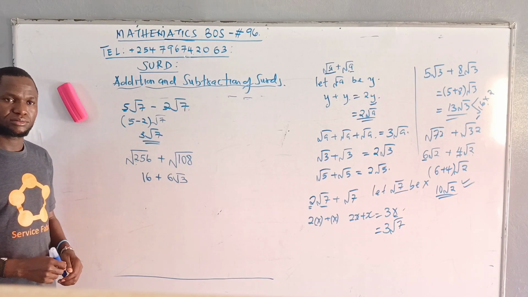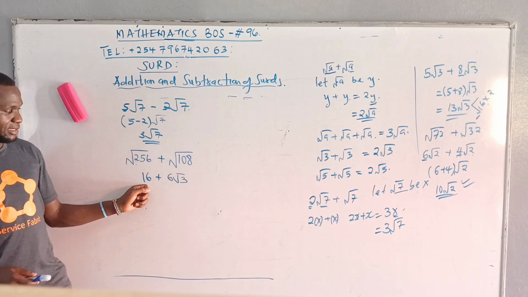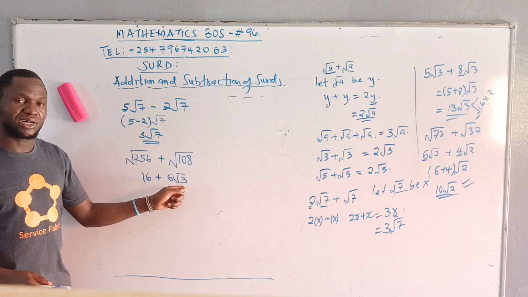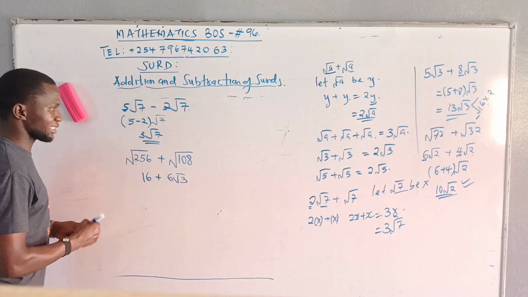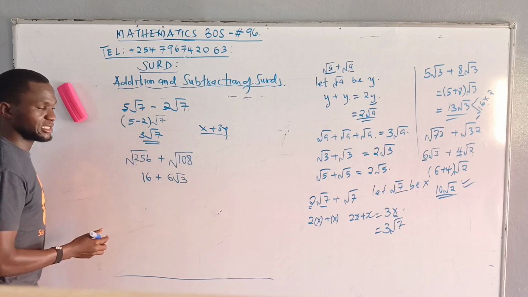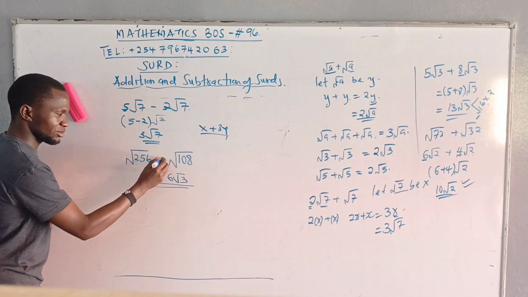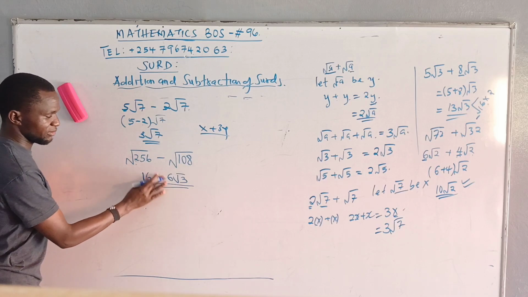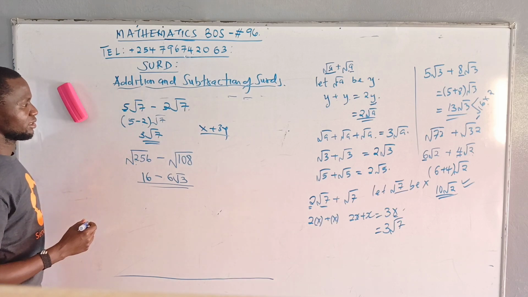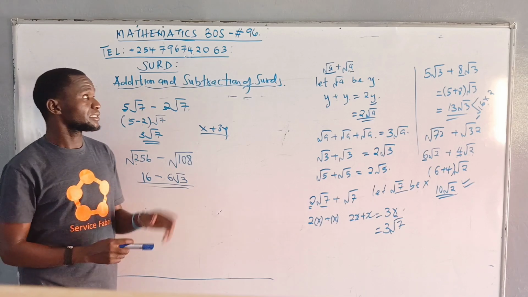Can you add the 2? The answer is no, because this is just a rational number, 16 here. It doesn't have a root. And here we have a root. So there is no way we can add. This is just like being told x plus 3, where x and 3 remain the same. Therefore, if you sum up the two, this is the answer. Even if you decide to introduce a different sign, you still have it as 16 minus 6 root 3. And that's how we can easily add or subtract surds.